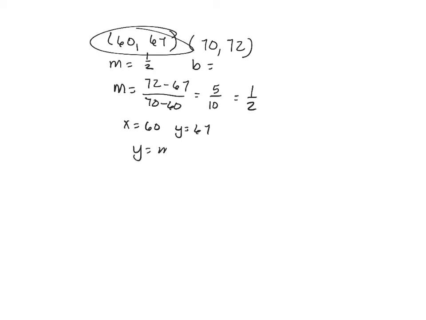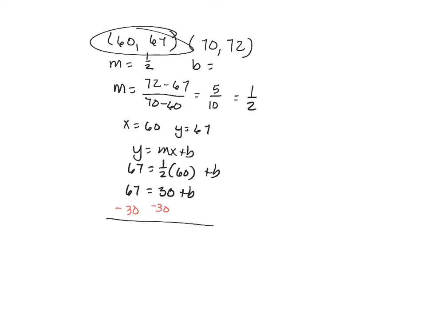So y equals mx plus b. My y was 67, my m was 1/2, my x is 60, plus b. So 67 equals half of 60, which is 30, plus b. Let's subtract 30 from both sides. So 37 equals b. So my equation is y equals 1/2 x plus 37.